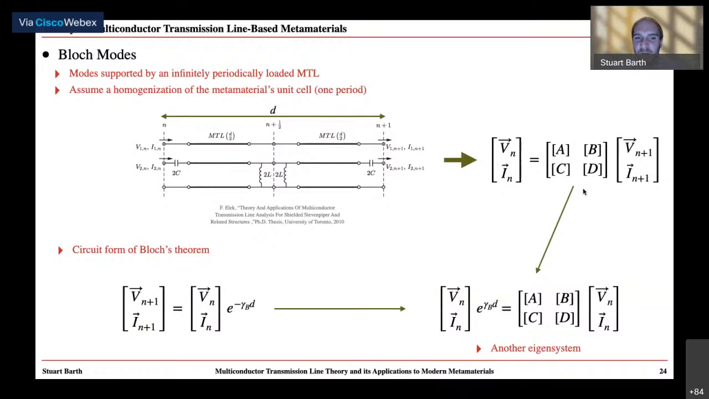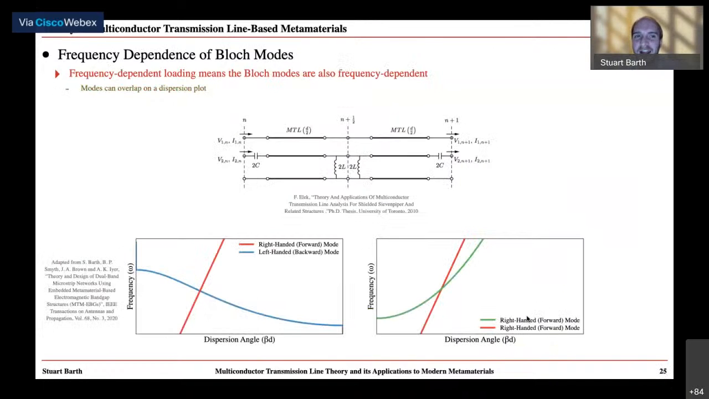Then we take a circuit form of Bloch's theorem, shown in the bottom left. And all this does, again, is specify that we're looking at a single mode, right? We are looking at voltages and currents which propagate through the network with a given phase, right? And all the voltages and all the currents have the same phase, right? So this is one mode. And we combine this with our ABCD matrix to get another eigensystem, right? So it can be shown that if we solve this eigensystem, we get the Bloch modes of the system.